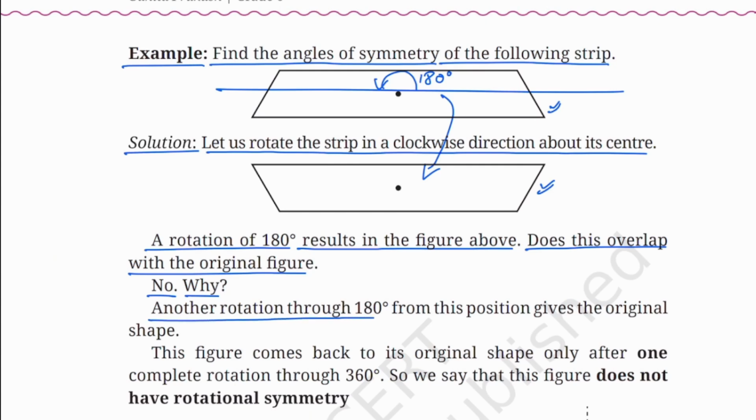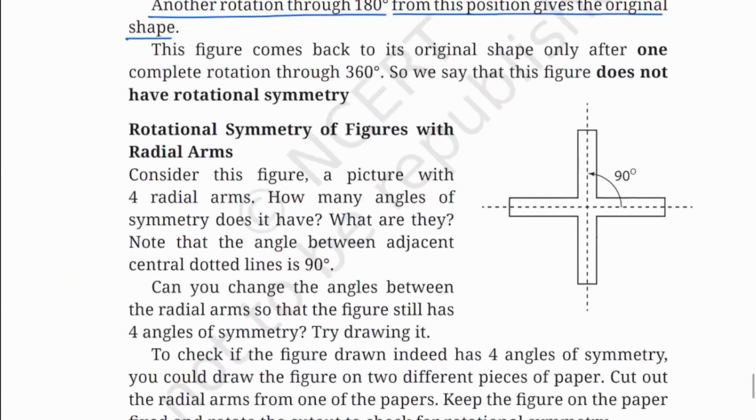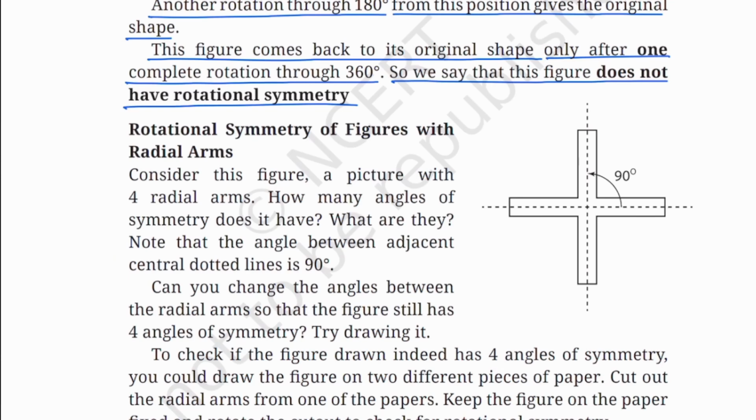Another rotation about 180 degree from this position gives the original shape. If rotated by 180 degree, you will get the original shape again. This figure comes back to its original shape only after one complete rotation through 360 degree. So we see that this figure does not have rotational symmetry.